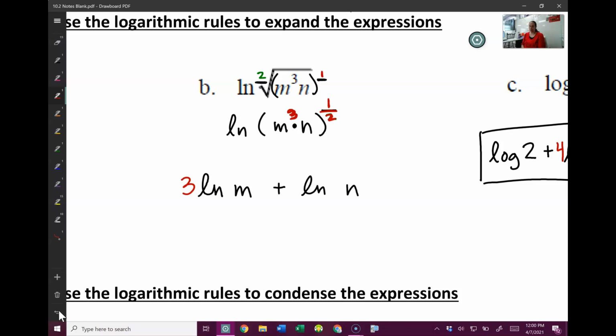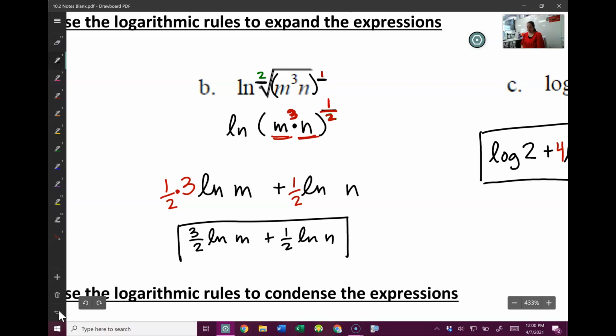The 1/2 is a little trickier because that 1/2 actually belongs to both the m and the n because it's outside both of them. So I'm going to take this 1/2 and put it in front of both of them because it belongs to both of them. And anytime you have two numbers in front, you multiply them together. So we'd have 3/2 ln of m plus 1/2 ln of n. And there we go, that's our answer.